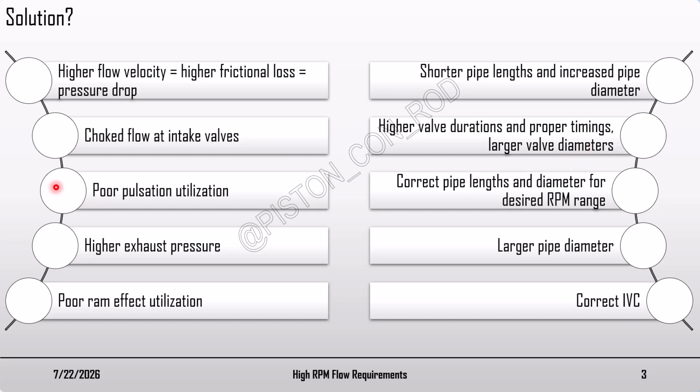Okay, the third one, which was poor pulsation utilization, you can use correct pipe lengths and diameter for the desired RPM range. And for higher exhaust pressure, you can use larger pipe diameter inside the exhaust system. And for poor ram effect utilization, you can use correct intake valve close timings.